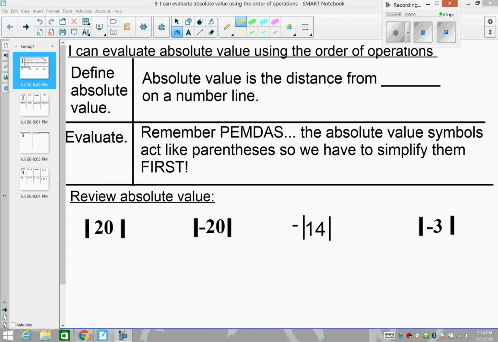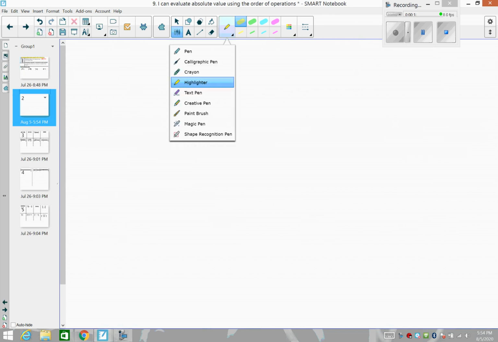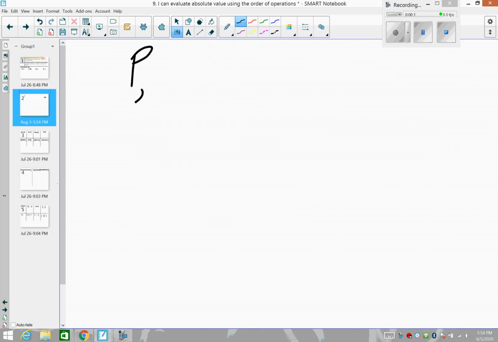Hey, math friends. So our learning target today is I can evaluate absolute value, which we've talked about before, using the order of operations. So let's take a look at what we know about the order of operations. We just got done covering this with square roots, but please excuse my dear Aunt Sally, or PEMDAS.